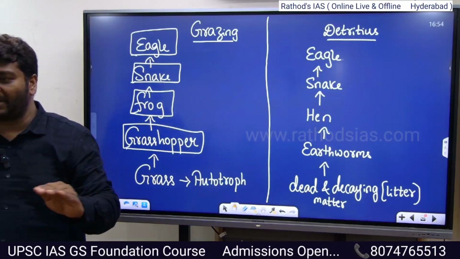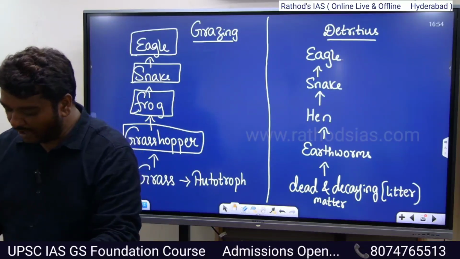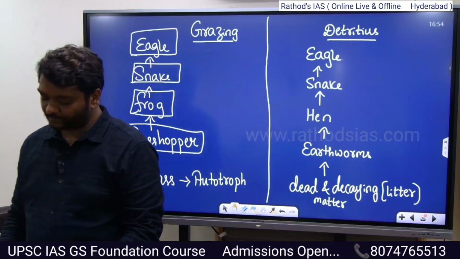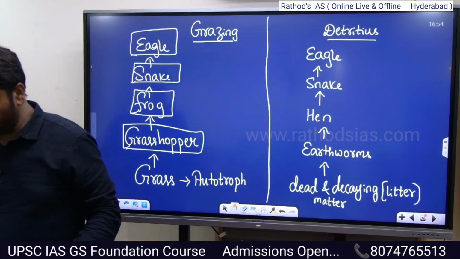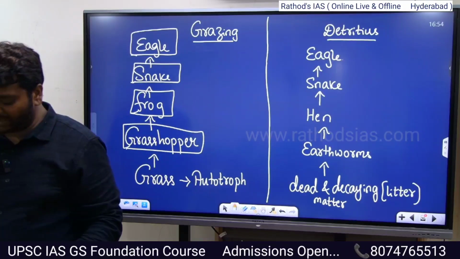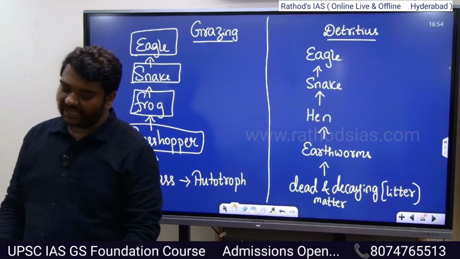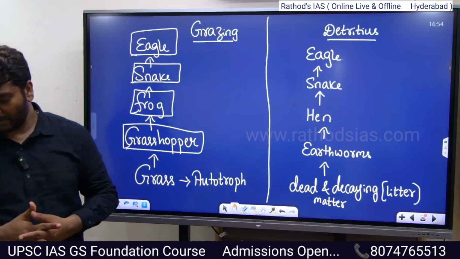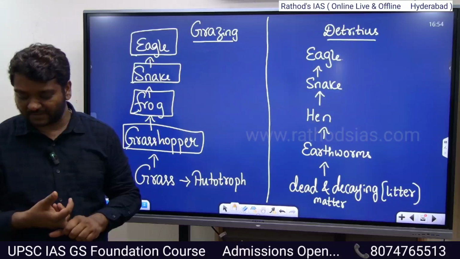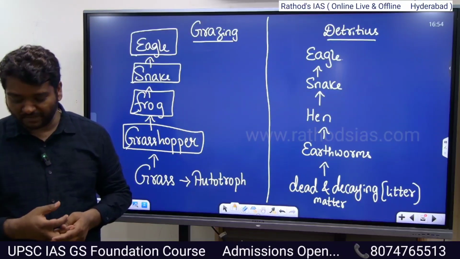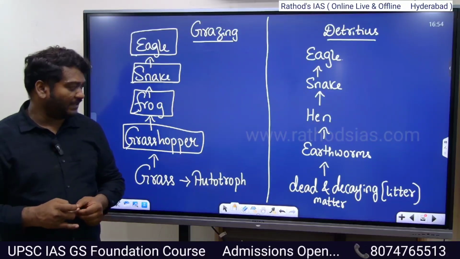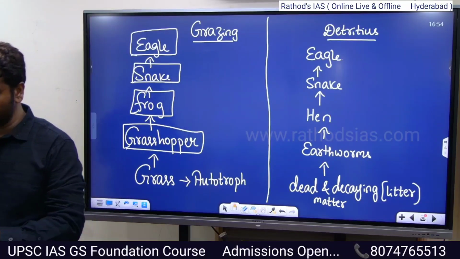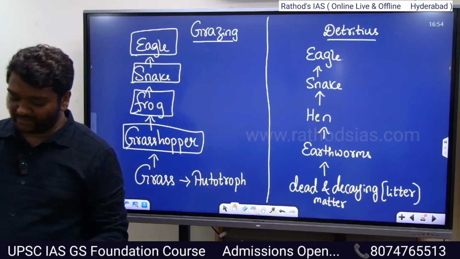Trophic level means what? It is a feeding position, or the level in food chain indicating how organisms obtain their energy.